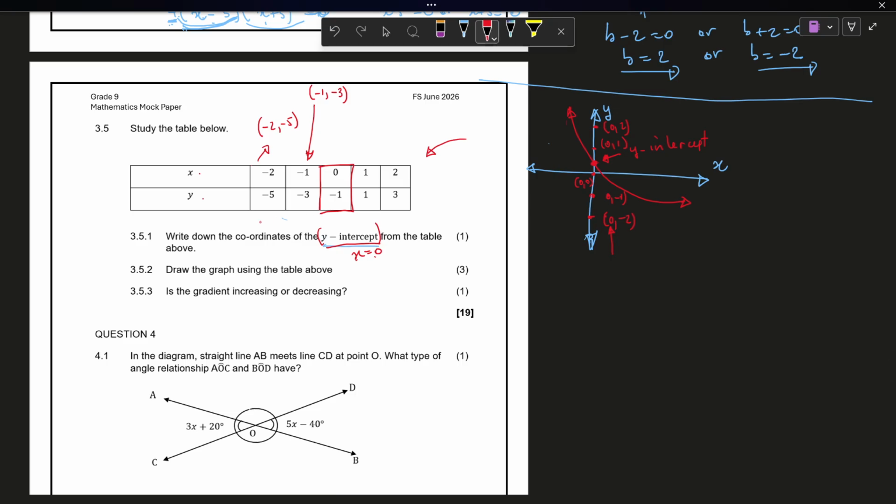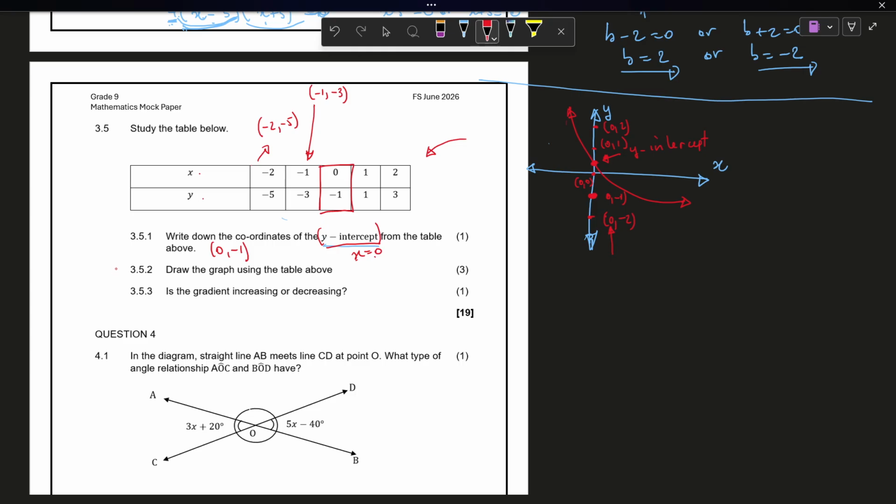So we can write it. So this is our answer. Write down the coordinate of y-intercept from the table. Well, that coordinate is here, so it should be 0, -1, which is somewhere there. Exactly. So this is the y-intercept we found. Now let's move to the next question.